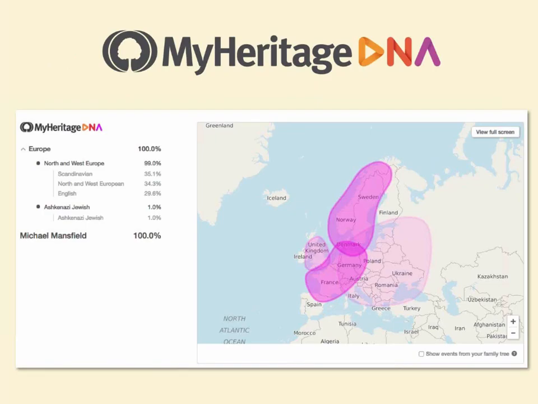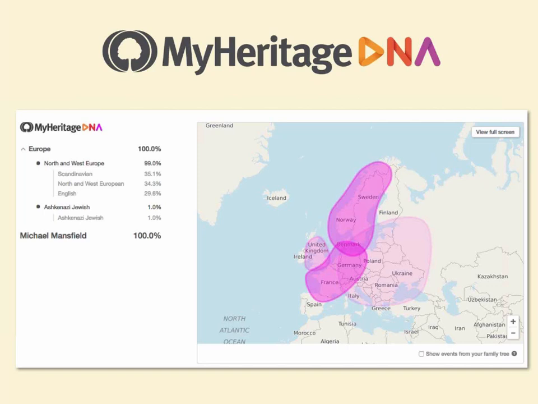So here's what an ethnicity estimate looks like at MyHeritage. You see at the left, we're saying I have a fairly strong Scandinavian, 35%, lower than one might think, a much stronger North and West European percentage, and a smaller English.